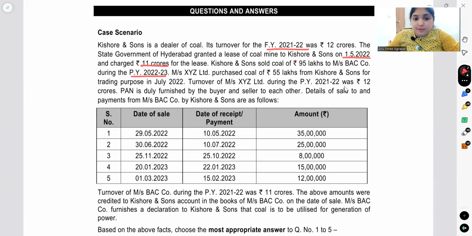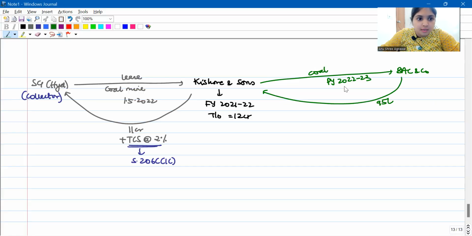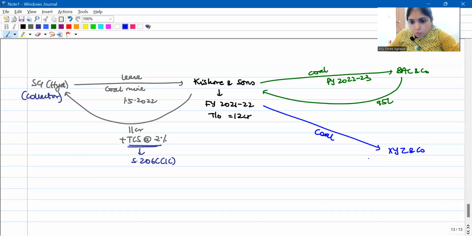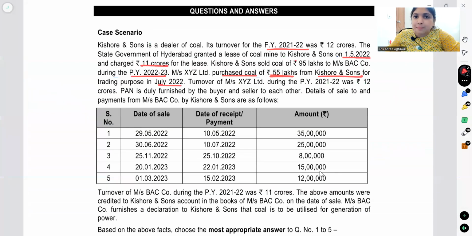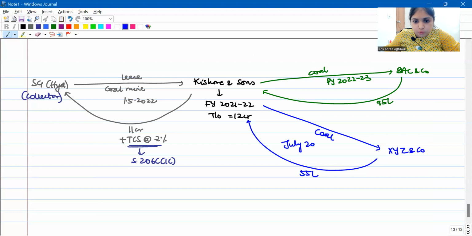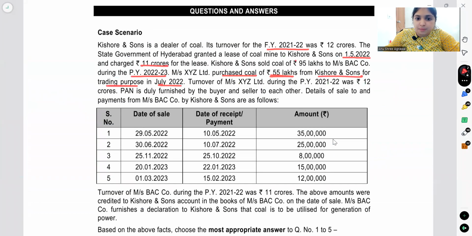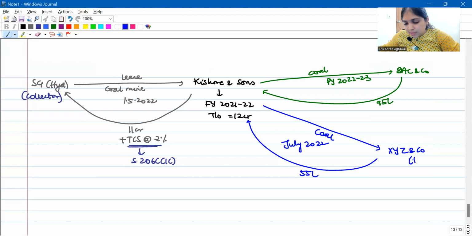Then we have one more entity, XYZ Limited. XYZ Limited purchased coal of 55 lakhs from Kishore and Sons. So we have one more entity. Let us say, what is the name? XYZ and Co. To XYZ and Co. also Kishore and Sons has sold coal for how much? This is for 55 lakh rupees. And when did this happen? This happened in July 2022. The question says for trading purpose. So XYZ Limited purchased coal of 55 lakhs from Kishore and Sons for trading purposes. So this indicates XYZ and Co. is a trader. They're going to resell the coal.